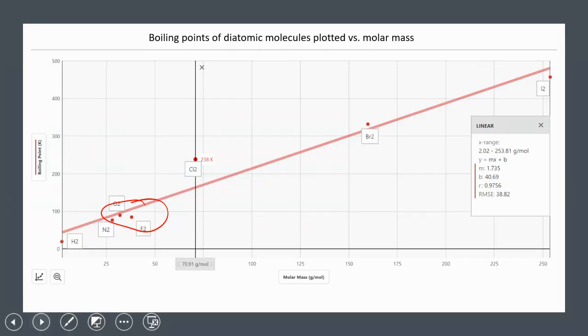But otherwise, the heavier the molecule is, the greater the strength of the London dispersion forces, the harder it is to break apart those molecules from one another. And therefore, to break them apart, you have to have a greater amount of energy or a higher temperature. So they boil at higher temperatures when they're heavy, and they boil at low temperatures when they're light.